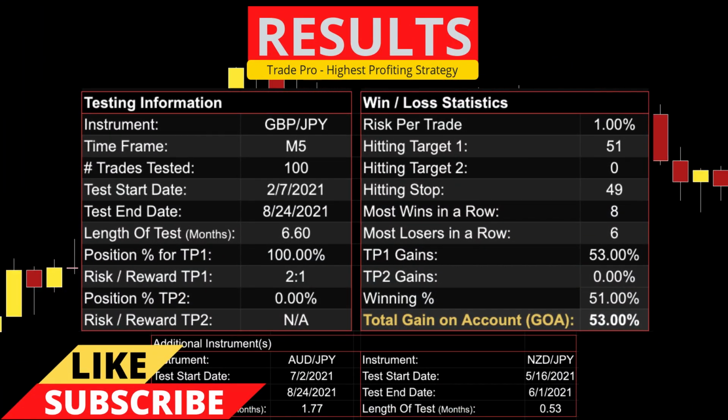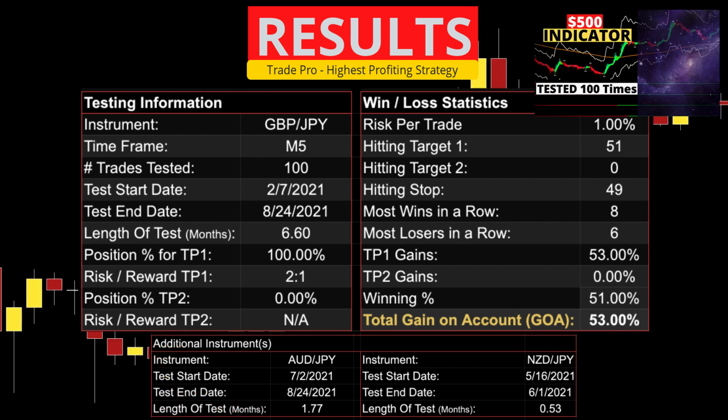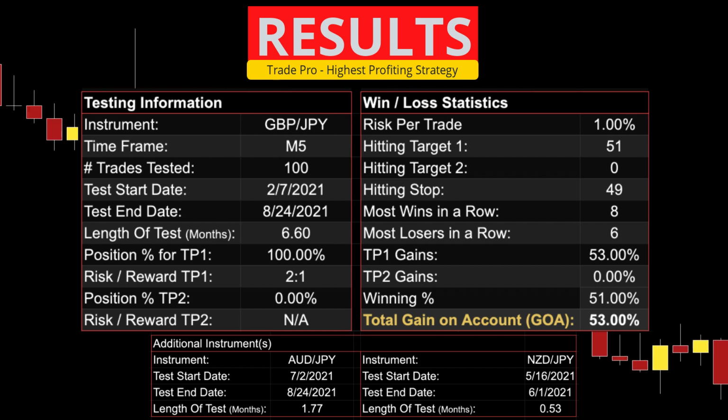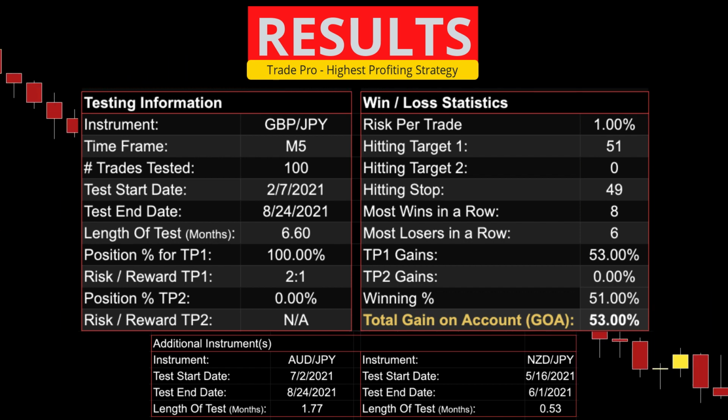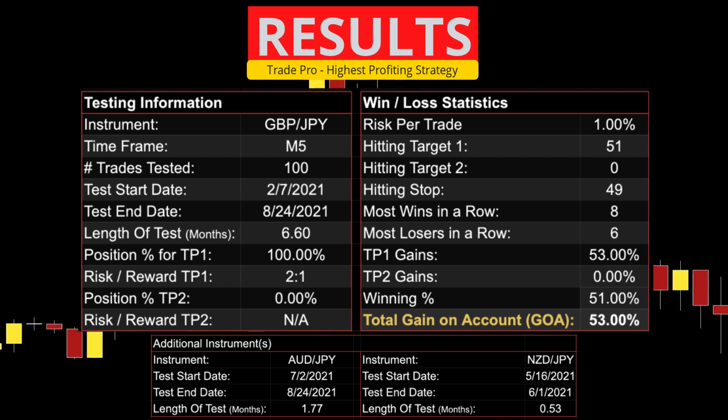Remember, this is just 100 tests on 3 instruments. If you are thinking of using this system, please do all the required testing and be sure to let our community know what you discover. It took almost 9 months and 3 pairs to find the 100 trades on the 5-minute chart. I chose all yen pairs for this test, and I will explain why shortly.